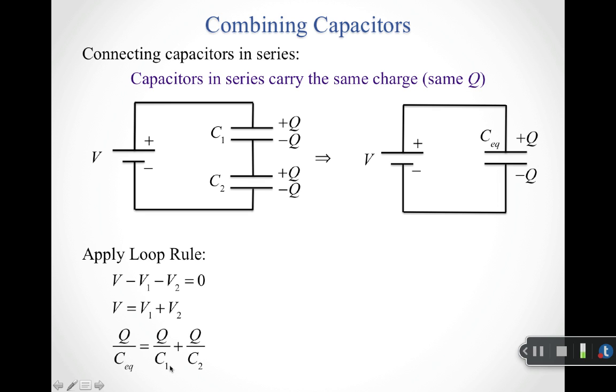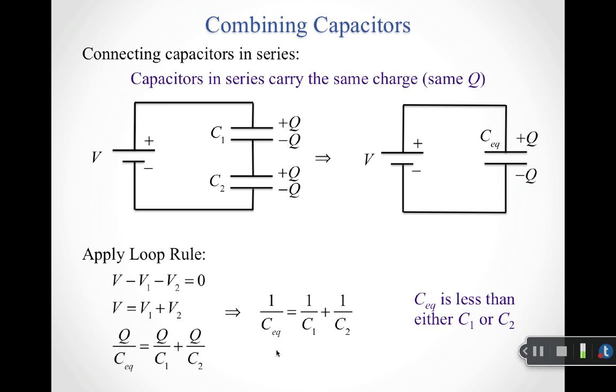And again, for V1, I know that's going to be Q1 over C1, and here Q1 also happens to be equal to Q. V2 is just going to be Q2 over C2, but again, I know that I've put that same charge Q on capacitor 2. Because all these capacitors share the same charge, I've got the same Q on top here, that just cancels out, and I'm left with my rule for combining capacitors in series. So 1 over the equivalent capacitance is equal to 1 over capacitor 1 plus 1 over capacitor 2.